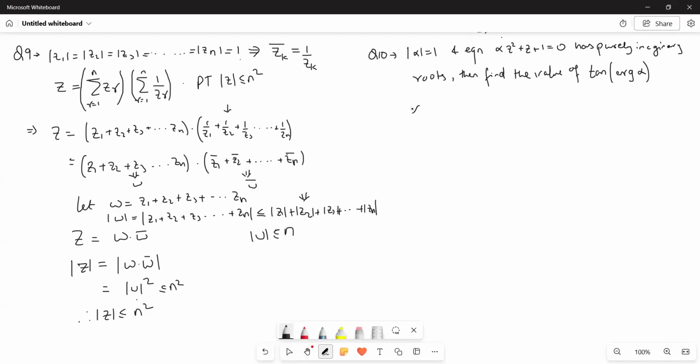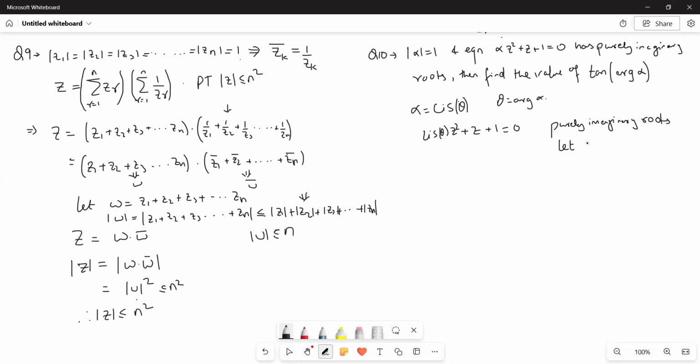So mod alpha is 1, so we can take alpha as some cis theta, and theta in that case will represent the argument of alpha. Okay, and we have to find the value of tan theta. In that case, the question becomes finding the value of tan theta. So this question will end up becoming cis theta z square plus z plus 1 equal to 0. This is a quadratic, and it has purely imaginary roots.